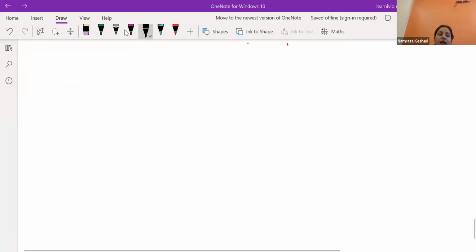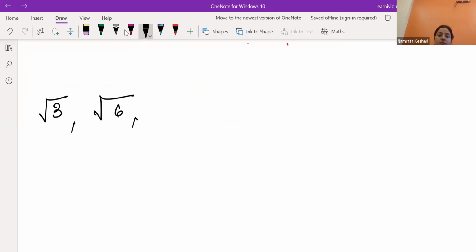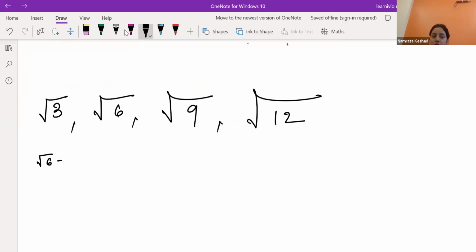We were having root 3, root 6, root 9, root 12, right? So we did root 6 minus root 3. Here we realize that doing the factorization of this 6, 2 into 3, nothing is coming out. Still, we thought let's take the common factor and check whether we get exactly the same common factor and remaining term in all the others, I mean A3 minus A2, A4 minus A3.